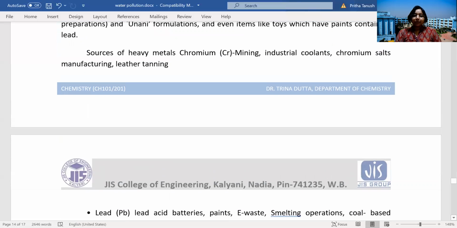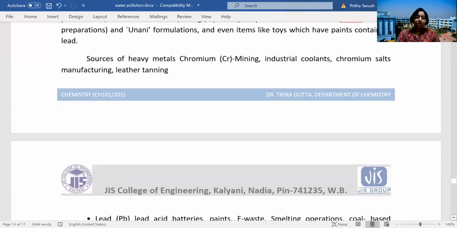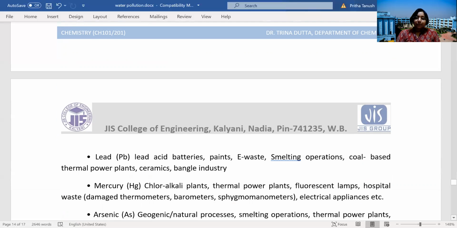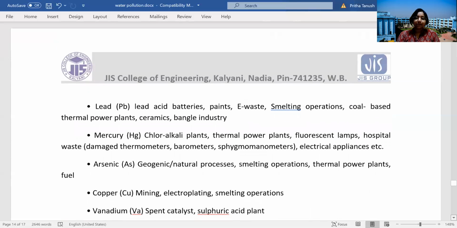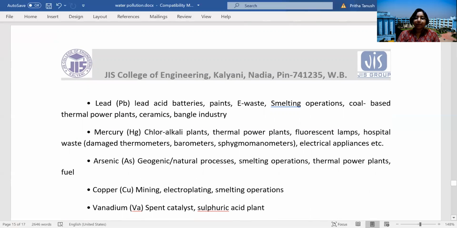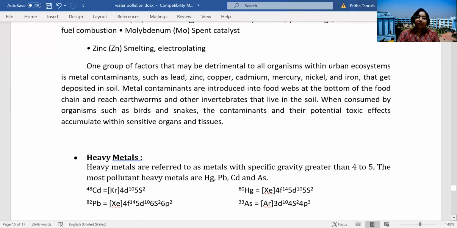So how do we get these? What are the sources of these heavy metals? For chromium: mining, industrial coolant, chromium salts manufacturing, leather tanning, etc. For lead, we get it from batteries, paints, e-waste, smelting operations, coal-based thermal power plants, ceramics, the bangle industry, etc. Mercury we get from thermal power plants, fluorescent lamps, hospital waste, electrical appliances, etc. Arsenic we get from smelting operations, thermal power plants, natural rocks, etc. So these are the sources of different heavy metals.